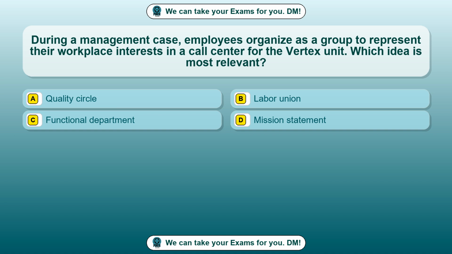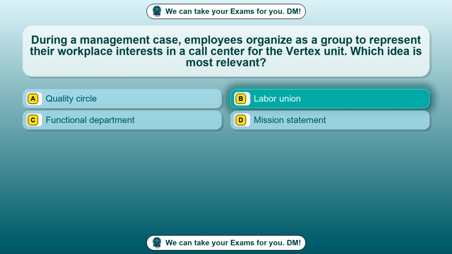Question 76. During a management case, employees organize as a group to represent their workplace interests in a call center for the Vertex unit. Which idea is most relevant? Option A, quality circle. Option B, labor union. Option C, functional department. Option D, mission statement. The correct answer is option B, labor union.